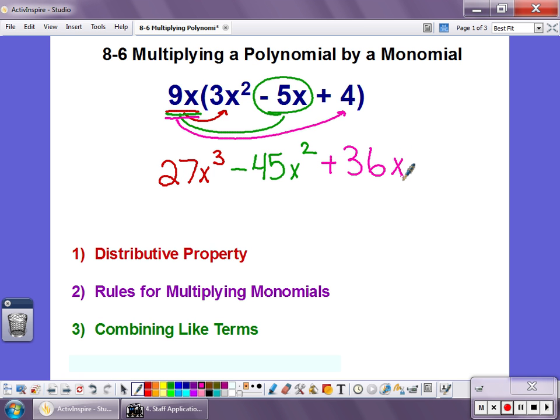The last step is to combine like terms. So what I want to do is look at all these terms and see if I have anything that has the same exponent with the same variable. Here I have an x cubed, here I have an x squared, and here I have an x. So since I don't have any powers of x that are the same, there's nothing to combine together, and this is my answer.